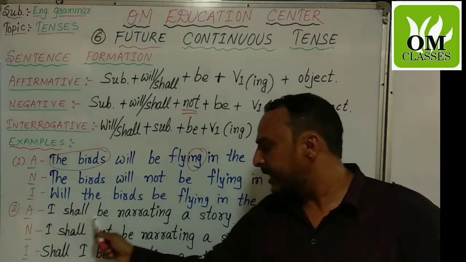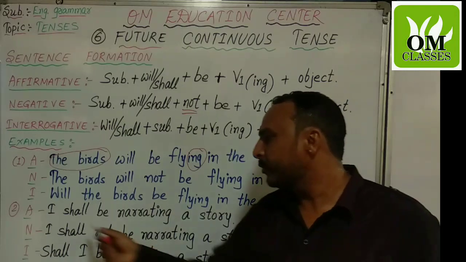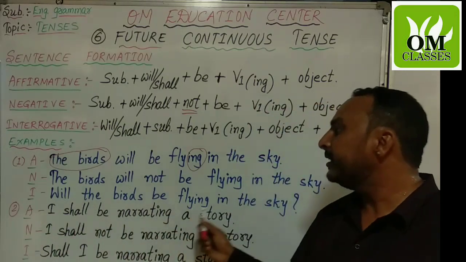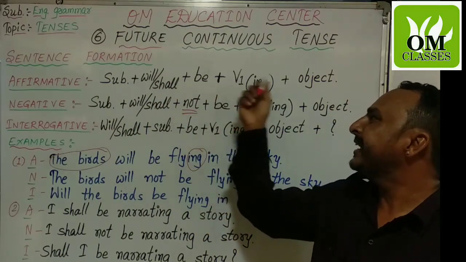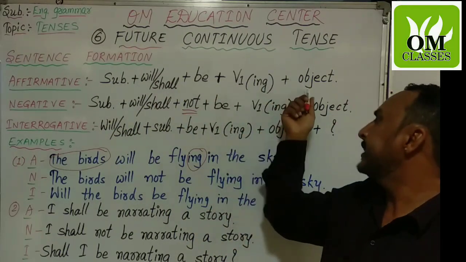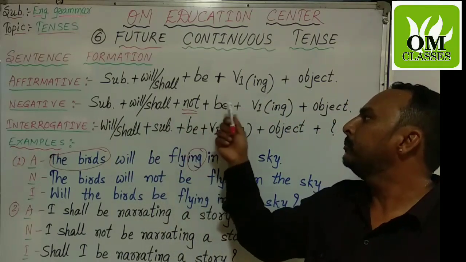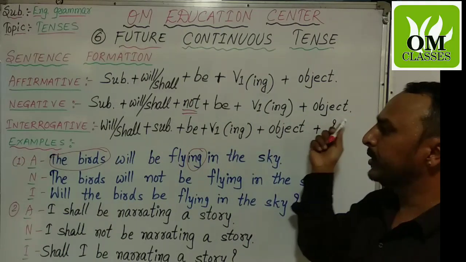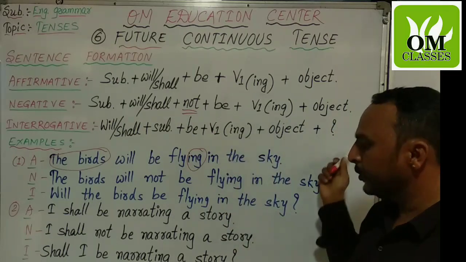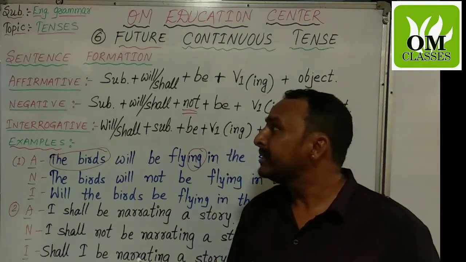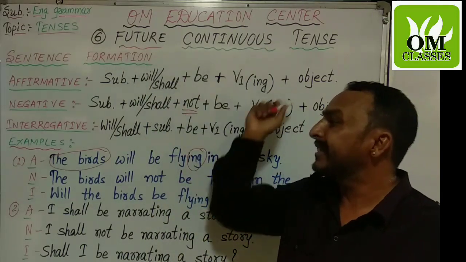Next, I shall be narrating a story. Tomorrow I will be telling you a story, explaining a story. So I shall be narrating a story. I, then we use shall, then we use be. Narrate plus ing means narrating. Object is a story. What will the negative be? I shall not be narrating a story. What will the interrogative be? Shall I be narrating a story? Question mark. Okay dear students, so here I complete the sixth tense, that is future continuous tense.